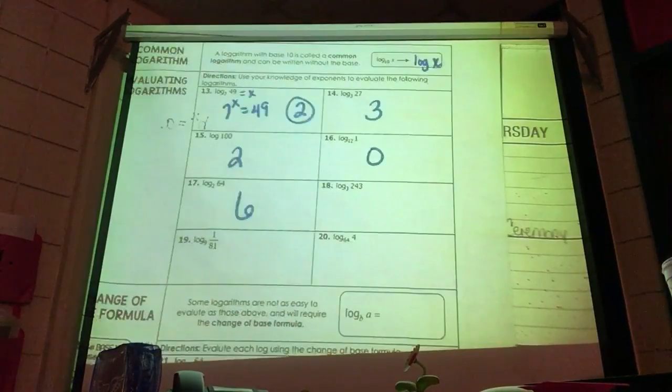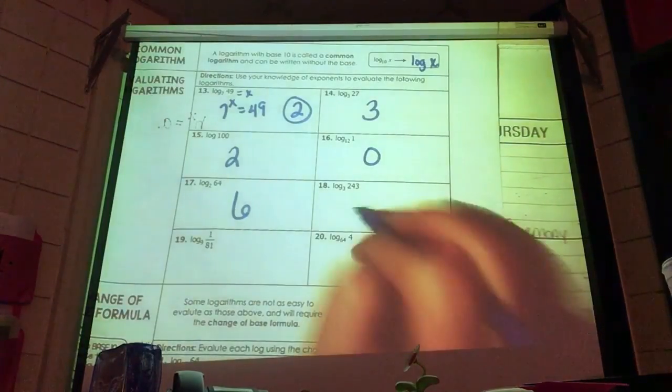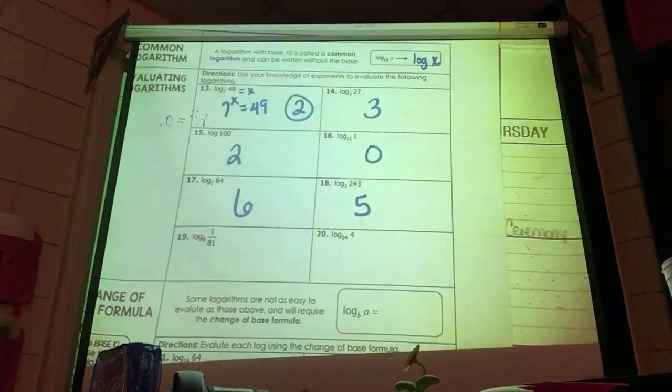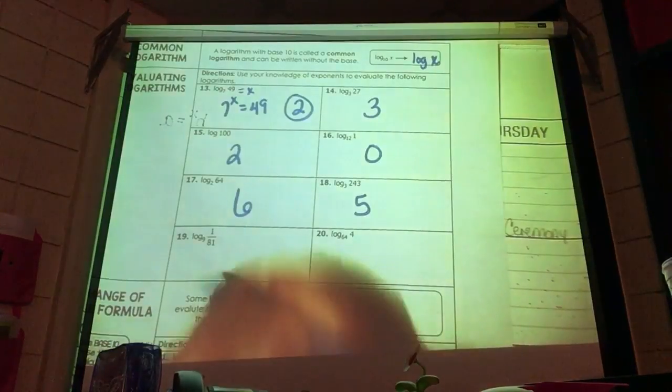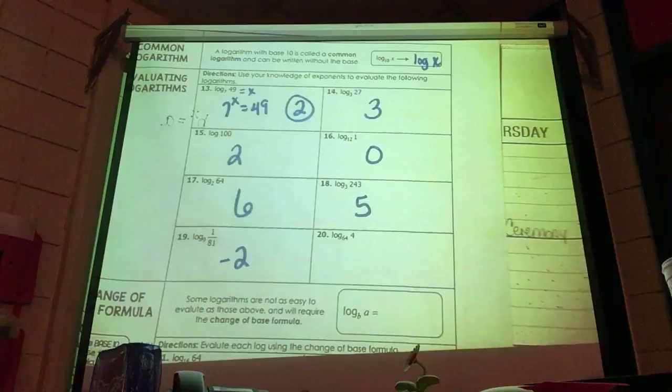No. All right. What do I raise 3 to get 243? All right. What do I raise 9 to get 1 over 81? -2. And what do I raise 64 to get 4? Three.